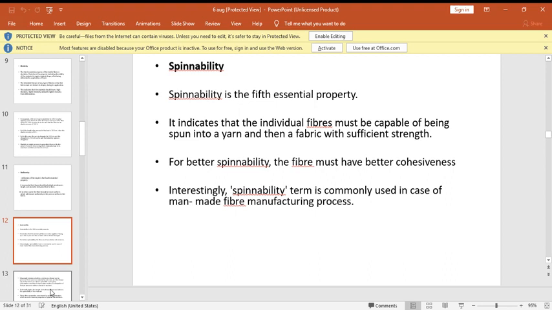Spinability. Spinability is the fifth essential property. For better spinability, the fiber must have more cohesiveness. Interestingly, the term spinability is commonly used in the case of man-made fibers, and it indicates that the individual fibers must be capable of being spun into yarn and then a fabric with sufficient strength.